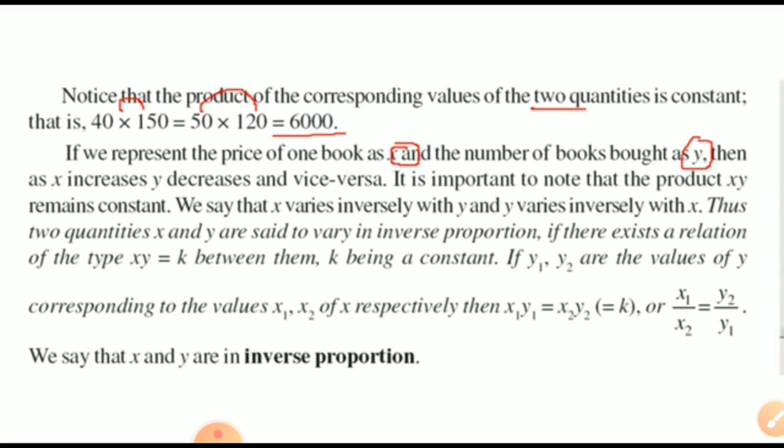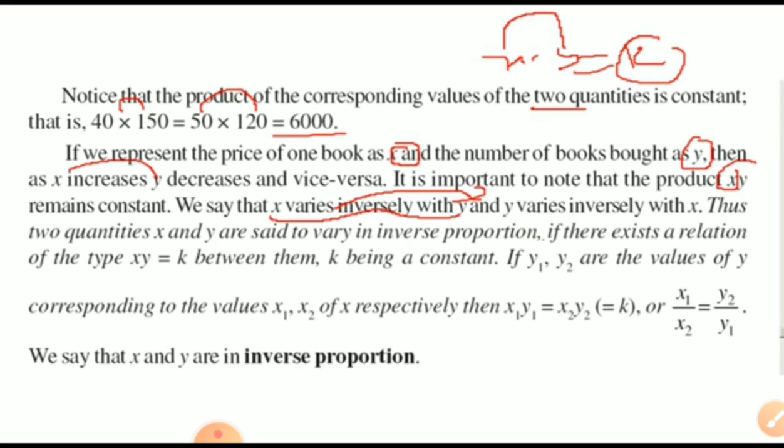The same answer will remain. If you represent the price of one book as x and the number of books bought by y, then when x increases, y decreases, or vice versa. Opposite, opposite. Vice versa means if this increases, that decreases; if this decreases, that increases. Is it? Or you can say xy is equal to k. In direct proportion, k is equal to x upon y, but here in inverse proportion we can say x1 upon x2 is equal to y2 upon y1. Or you can say x1 y1 is equal to x2 y2 is equal to k. Here k remains constant.